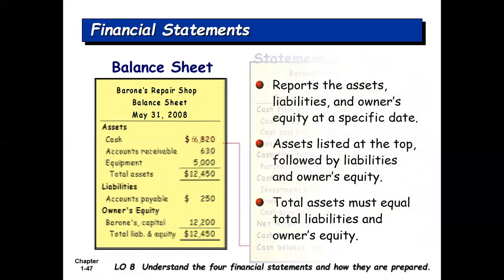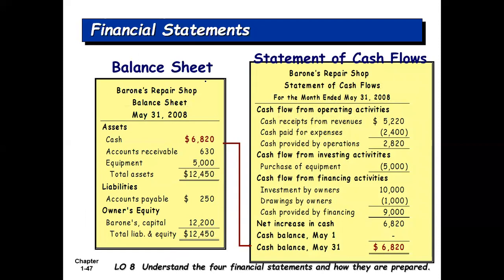Now we look at the last statement, which is the statement of cash flow. Again, we have the business name, we have the statement name, and we have the header. Only the balance sheet is prepared for one single point in time. Every other statement is made for a particular period, which is called the accounting period. Here, since this business uses a month for the accounting period, it is being prepared for the month.